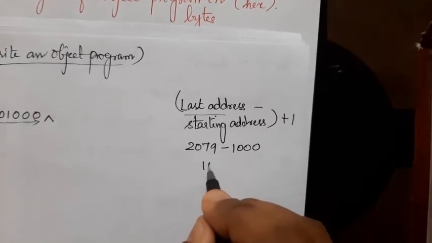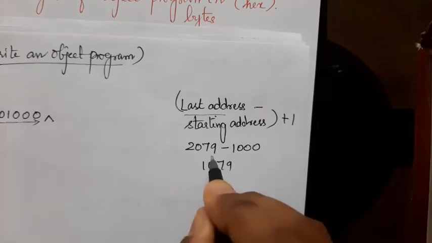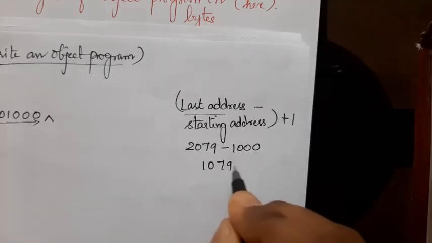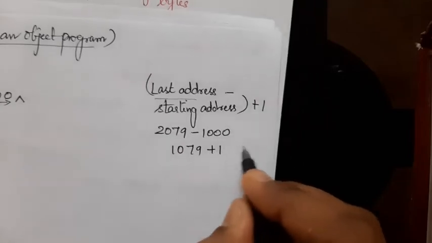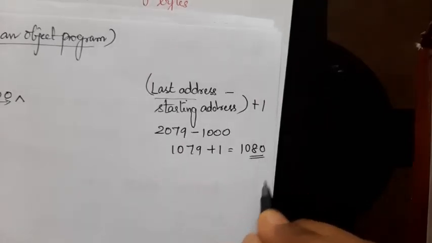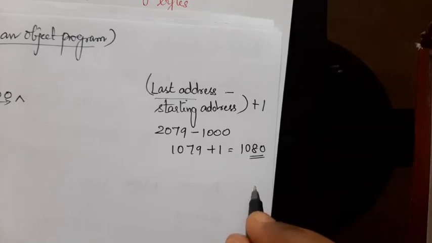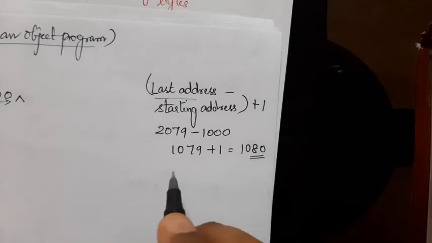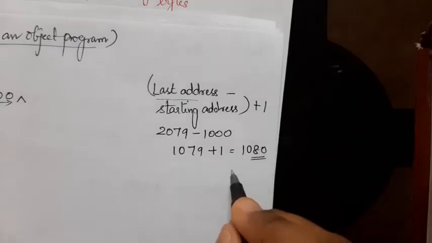Okay. So, you will be getting 1079. 2079 minus 1000 is 1079 plus 1. So, what do you get? Will you get 1080? Is this the correct answer? Tell me, is this the correct answer? No. So, 1079. After that, what do you get?